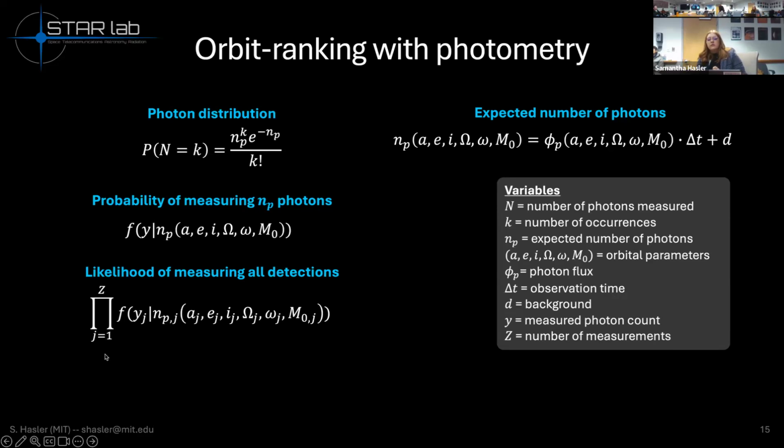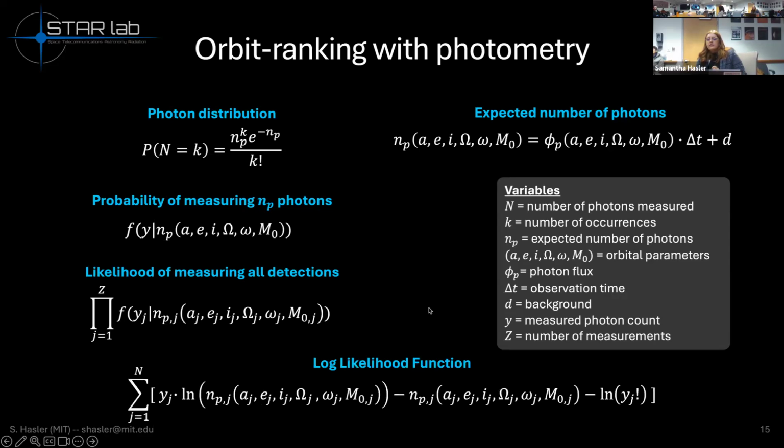So here is our likelihood function, where J is our number of measurements. I'm going to skip a few steps in the algebra here. So at the end of this, our probability distribution follows the photon distributions caused by detector noise. We can plug in our number of photons expected from the planet, apply a natural log, and we end up with this log likelihood function, which we can use to rank orbits.